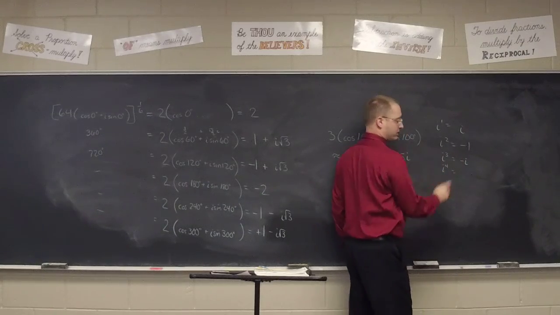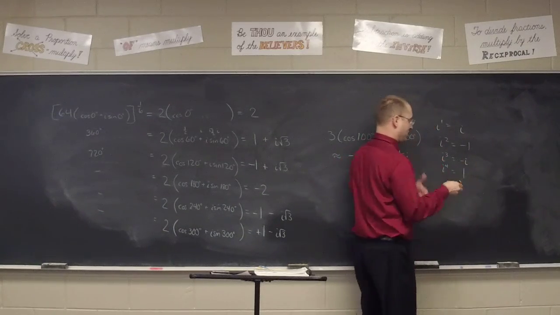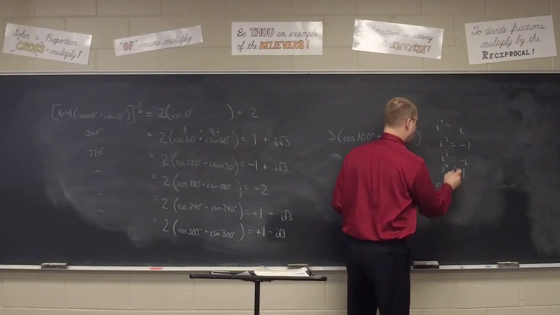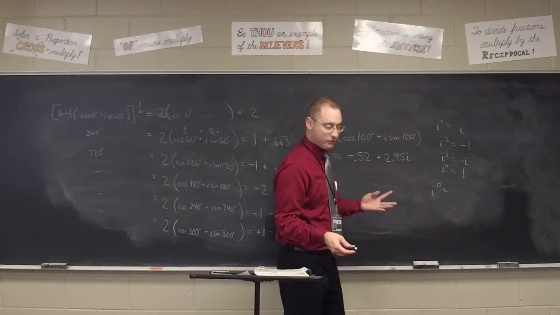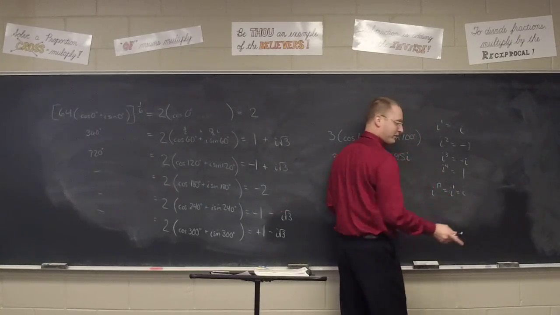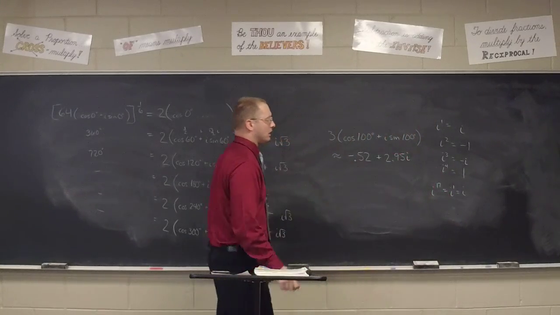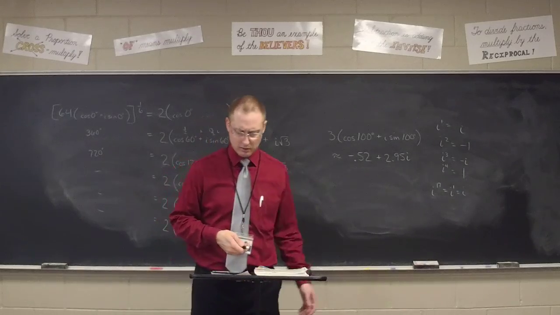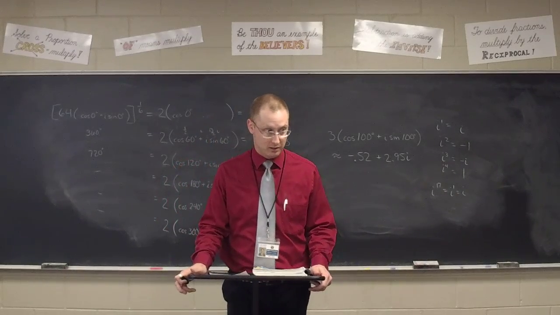And i to the fourth is 1. Remember, all four i's are 1. So if we had i to the 17th, how many fours are in there? 4. So that takes care of how many i's? 16. That only leaves us 1 left, so that's just i, right? And we remember doing that? Questions on any of that? All right, any questions? Chapter 9.